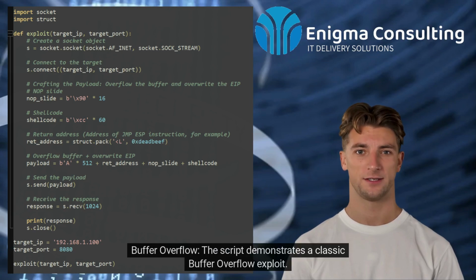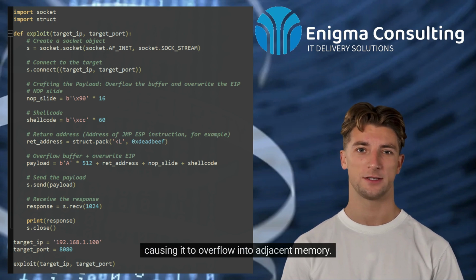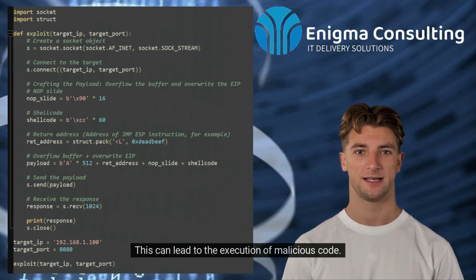Buffer overflow. The script demonstrates a classic buffer overflow exploit. Buffer overflow is a common vulnerability where data written to a buffer exceeds that buffer's capacity, causing it to overflow into adjacent memory. This can lead to the execution of malicious code.